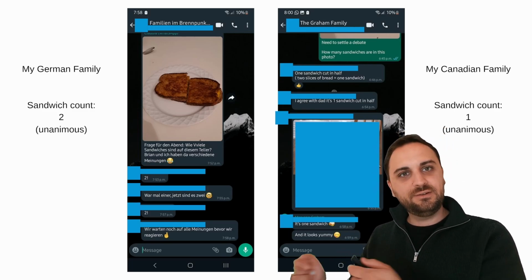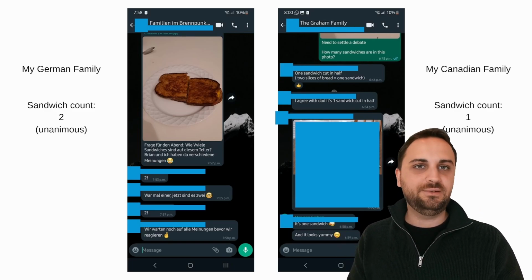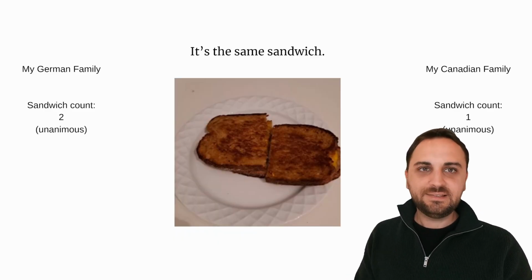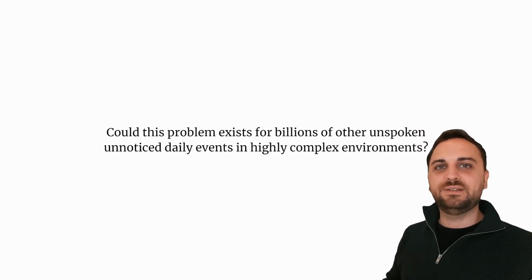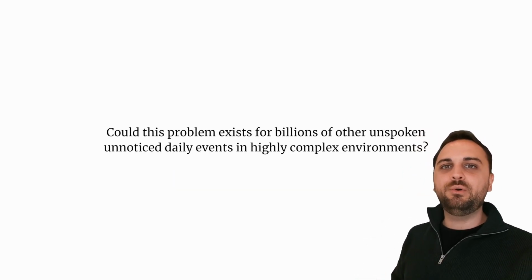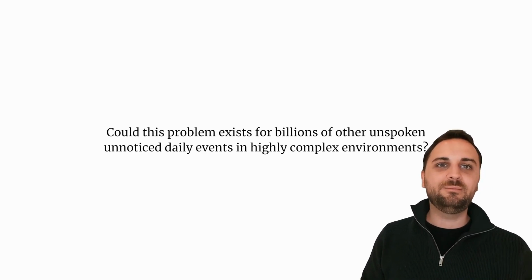This culture says one, this culture says two. Same artifact, same interpretation of the nuance. Both understand it's cut in half. It's the same sandwich. It's just a sandwich. Could this problem exist for billions of other unspoken, unnoticed daily events in our highly complex environments?